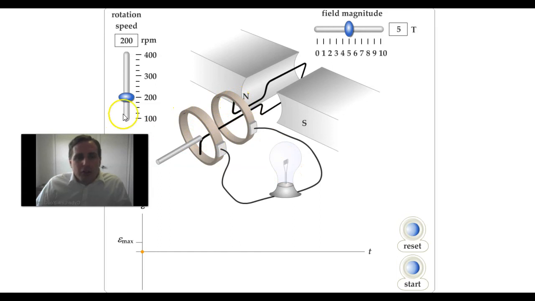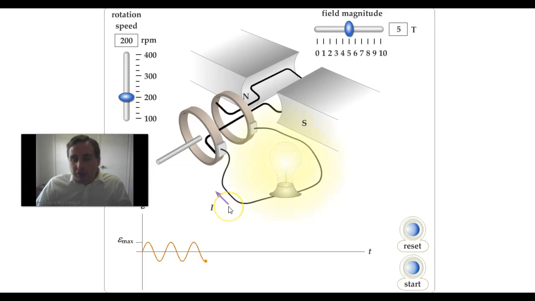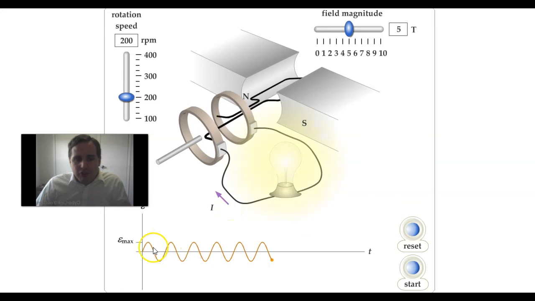Okay? So we'll start off at 200 RPMs with a strong magnetic field of 5 Teslas. Notice this is what alternating current looks like. Look at the direction of the electric current here. It changes direction every half turn.